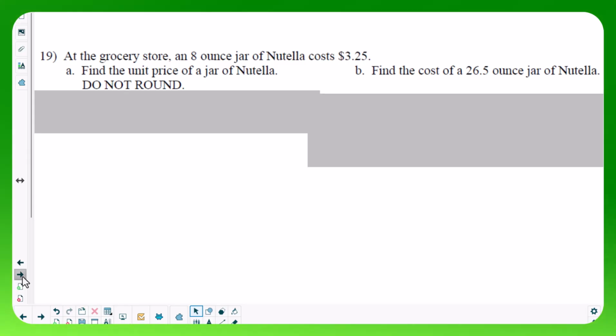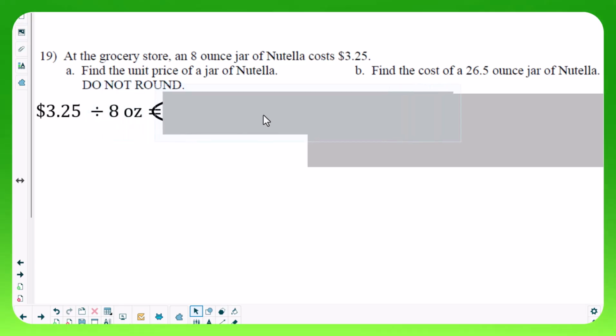So number 19, at the grocery store, an 8-ounce jar of Nutella costs $3.25. Find the unit price of a jar of Nutella. So if we're trying to find the unit price, we're finding the cost per ounce, per pound, per fluid ounce, whatever weight measurement or size measurement that we're looking at. So in order to find the unit price, we want to take the cost of $3.25 and divide that by 8 ounces.